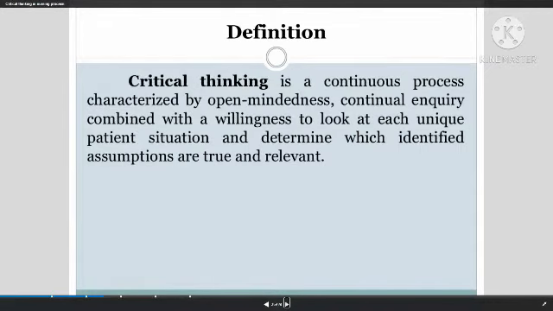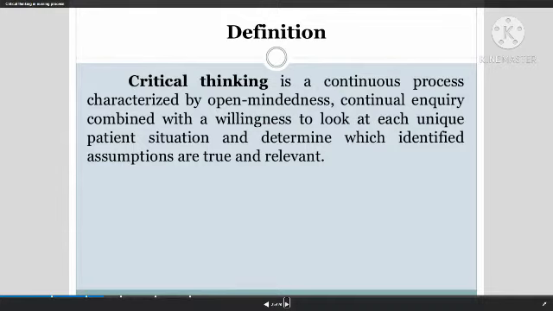So what is the definition of critical thinking? It is a continuous process characterized by open-mindedness and continual inquiry, combined with a willingness to look at each unique patient situation and determine which identified assumptions are true and relevant. It is a continuous process characterized by open-mindedness. Open-mindedness means you listen to what the person says without making any kind of judgment. That is open-mindedness.